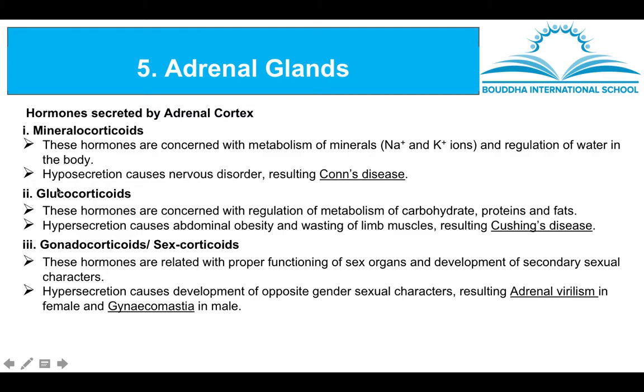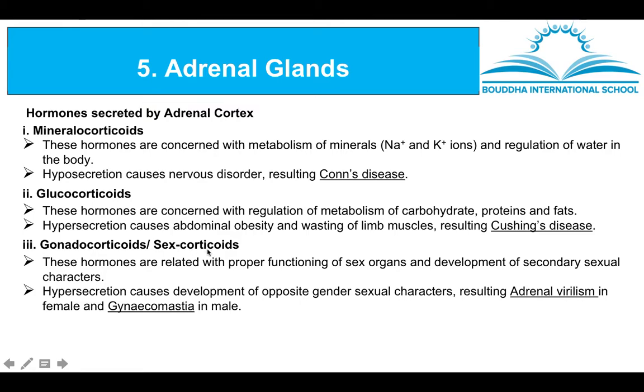Similarly, the next hormone produced by the adrenal cortex is glucocorticoids. Gluco means it is related to carbohydrate. So these hormones are related to regulation of the metabolism of carbohydrate, protein, and fats. And if this hormone is produced more, hypersecretion, it can cause abdominal obesity, which means your stomach area will swell up, whereas the limb muscles, the muscles of legs and hands, get thinner, and such a disease is called Cushing's disease.